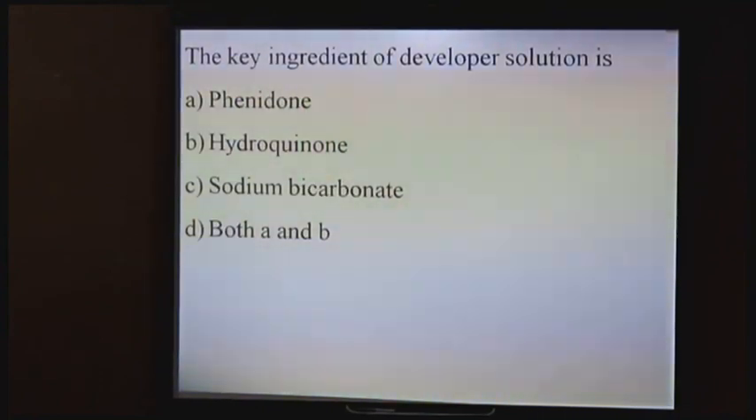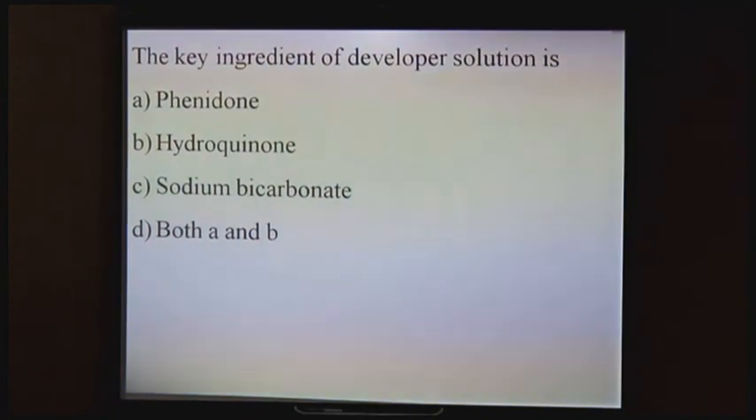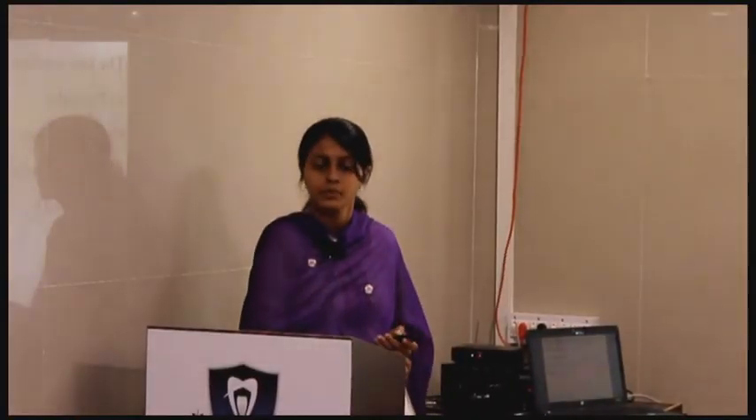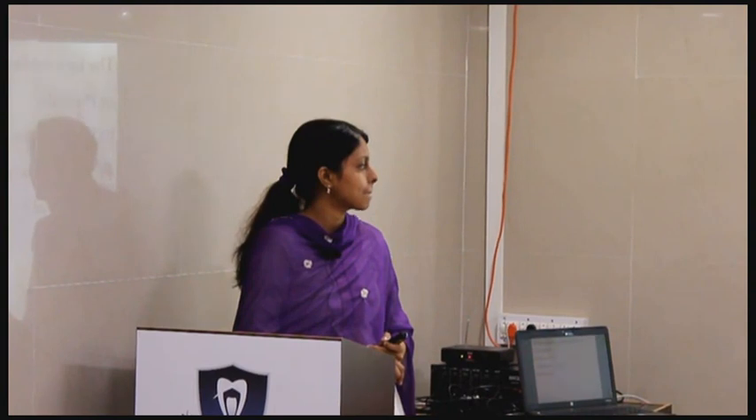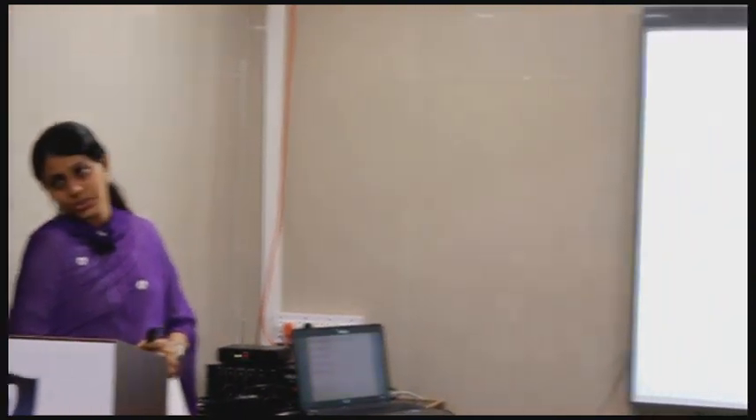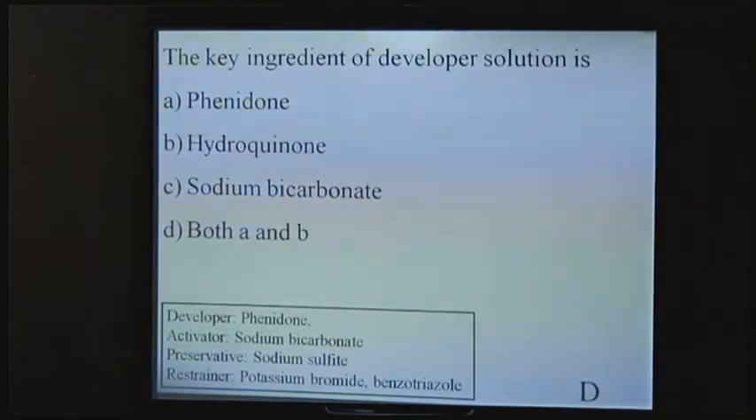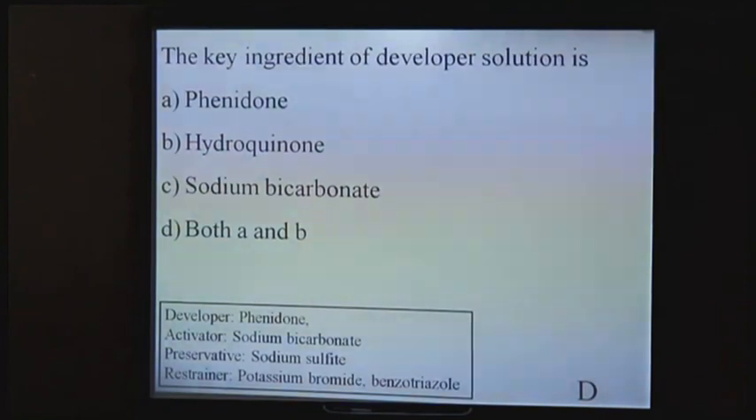The key ingredient of a developer solution is both A and B? Yeah. So, what is the acidifier or what is the activator? Sorry, what's the activator in developer solution? Sodium bicarbonate, alright, and that is an alkaline solution. Developer is basically an alkaline solution and fixer is an acidic solution. And the preservative is sodium sulfite.